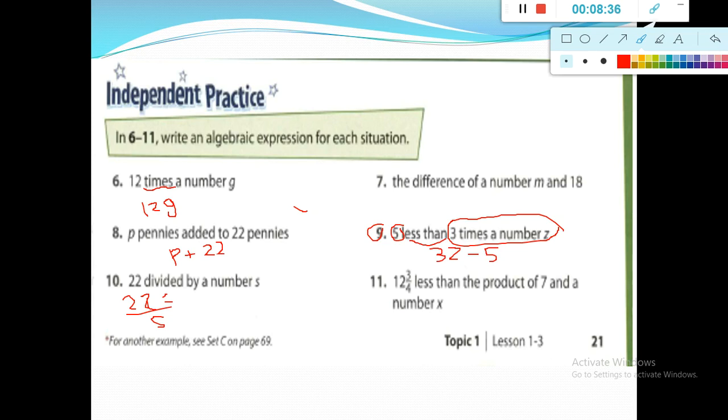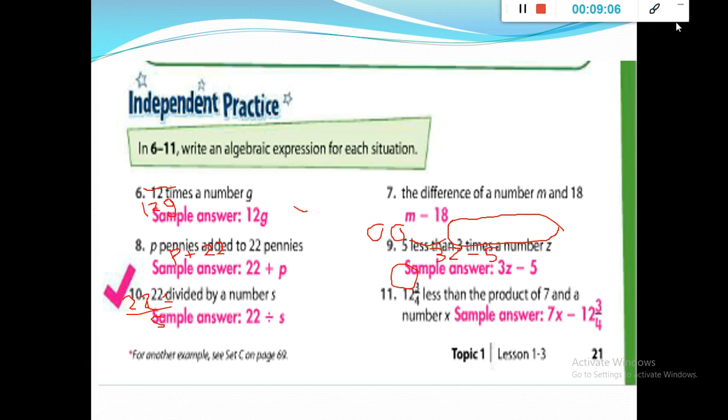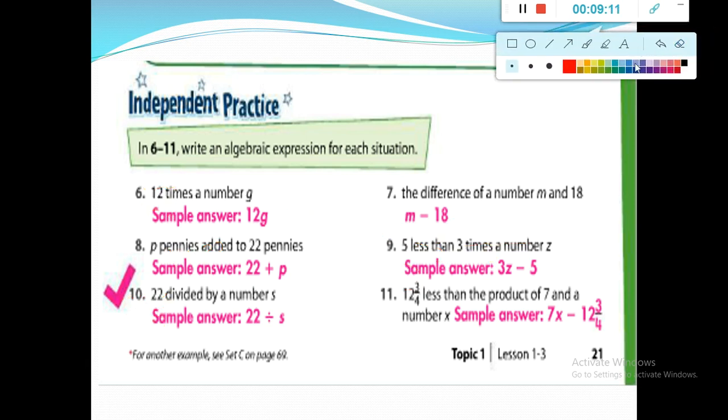But before I leave, before I stop the video, let me take a look at question number 11. 12 and 3 over 4 less than the product of 7 and a number x. It's the same idea as this. It will be 7x minus 12 and 3 over 4. Let me show you the answers and erase these scratches I made.